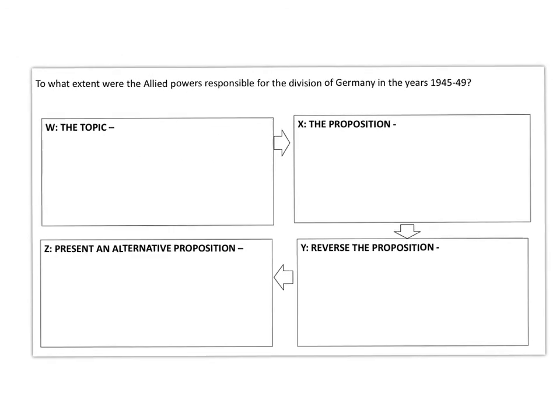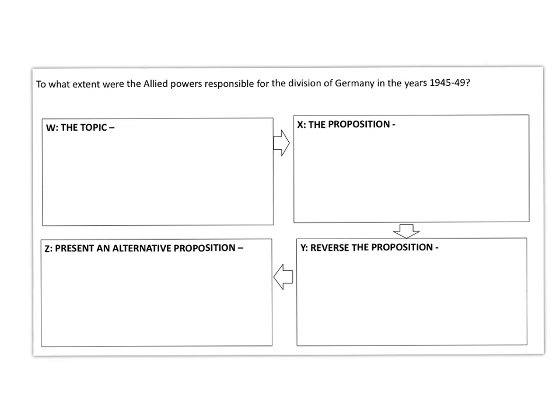To what extent were the Allied powers responsible for the division of Germany in the years 1945 to 49? The topic, the division of Germany. The proposition, the Allied powers were responsible for it. Reversing the proposition, the Allied powers were not responsible. An alternative proposition, there were other reasons for the division of Germany.